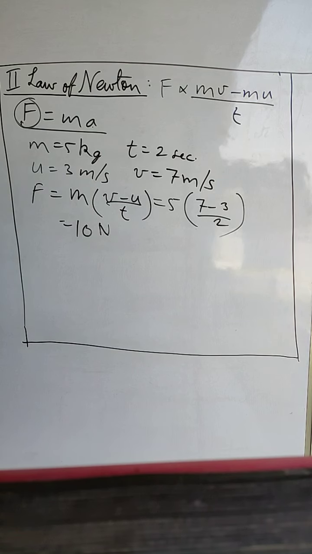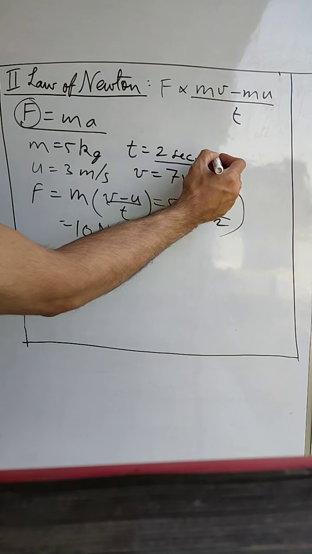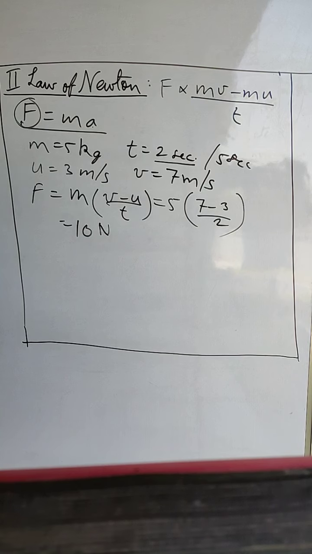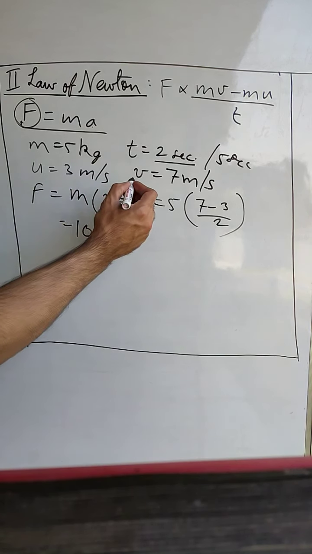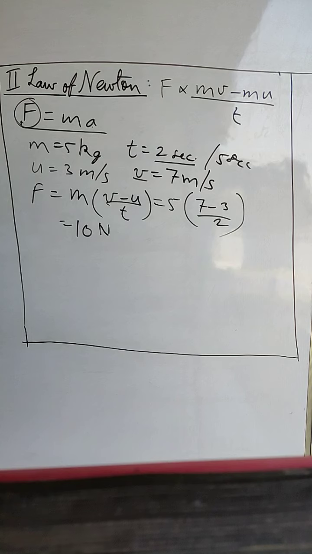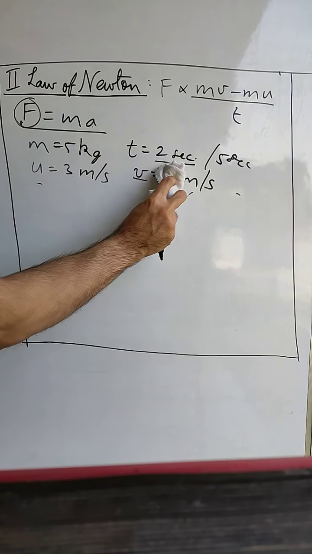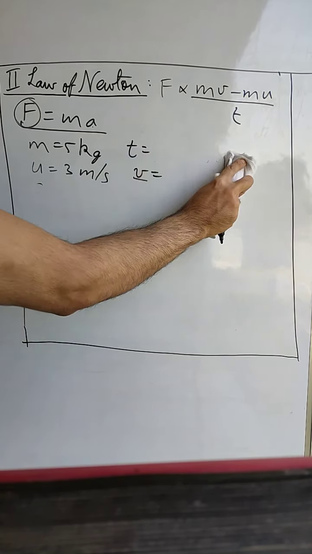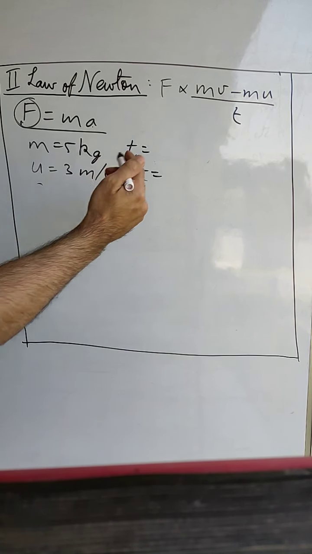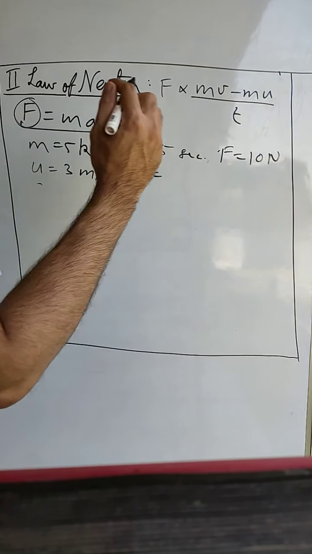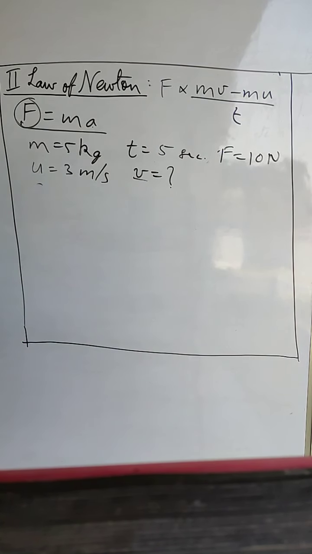The second part of the question says that now if the force is applied for 5 seconds, now instead of 2 seconds, we are applying the force for 5 seconds, then what will be the final velocity? So now we have to find the v. Okay, the force is 10 Newton, so I will write it here. Now the force is applied for 5 seconds and the value of force is 10 Newton, which we have already calculated. We have to find the final velocity.